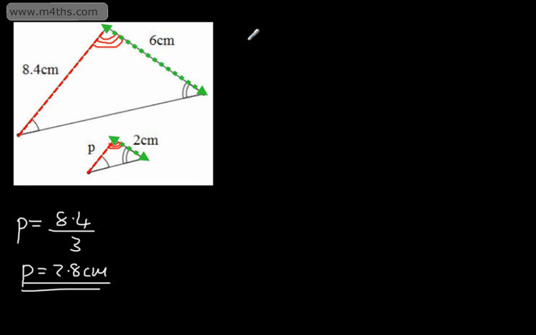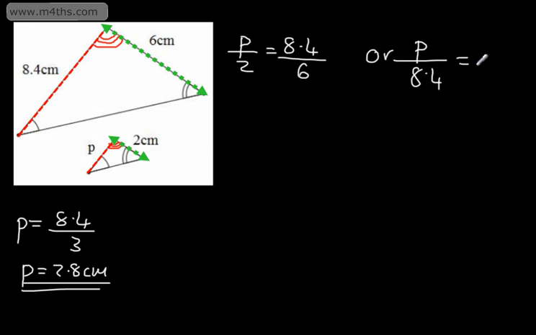What I can do is look at the ratio of the sides. P over 2 must be the same as 8.4 over 6. Or, what we could have said is P over 8.4 must be the same as 2 over 6. So all I've done is said this one over this one must be the same as this one over this one, as their ratios remain. Or this one over this one must be the same as this one over this one.